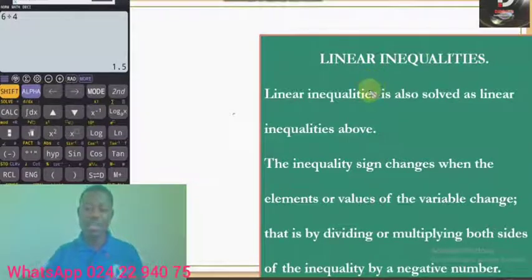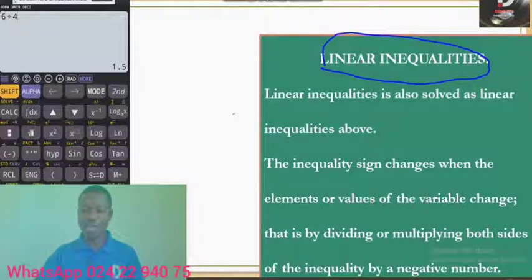Linear inequality is also similar to that of linear equation. You solve in the same manner, applying the 4 steps. The calculator can also do the same thing for you. So linear inequality is what we are working on. They are similar. So let's see an example of linear inequality.